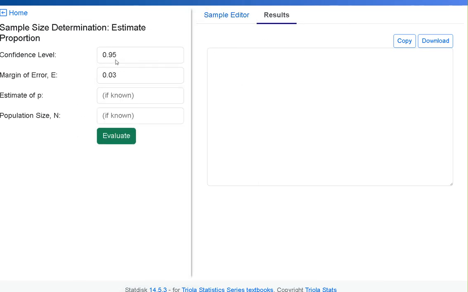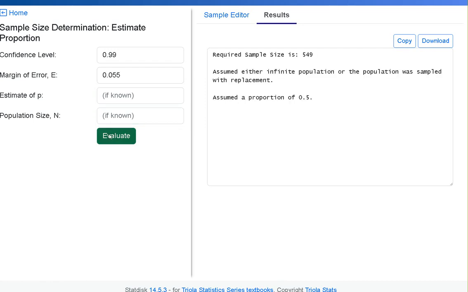Yeah, proportion. So our level of confidence, we want it to be 99%, so we'll put in 0.99. Margin of error was 5.5%, but you got to put that in as a decimal. Now in this case, they didn't tell us any estimate of p hat. And we don't know the population size, so we're just going to leave those blank. When you press the evaluate button, you should get 549. Yay.